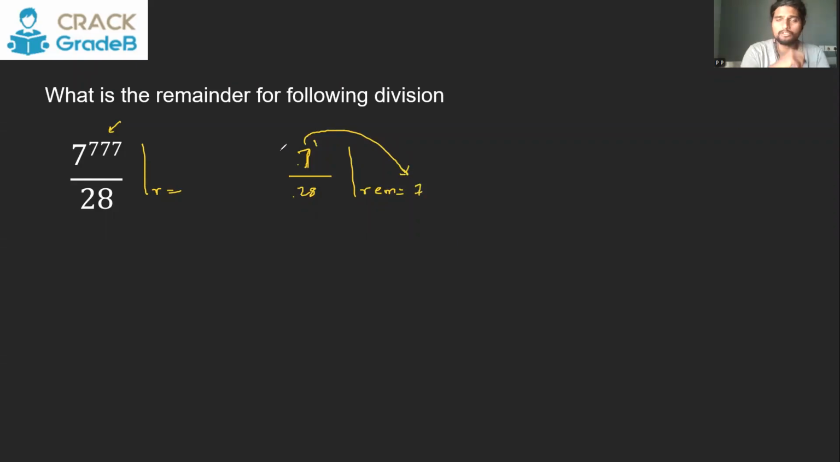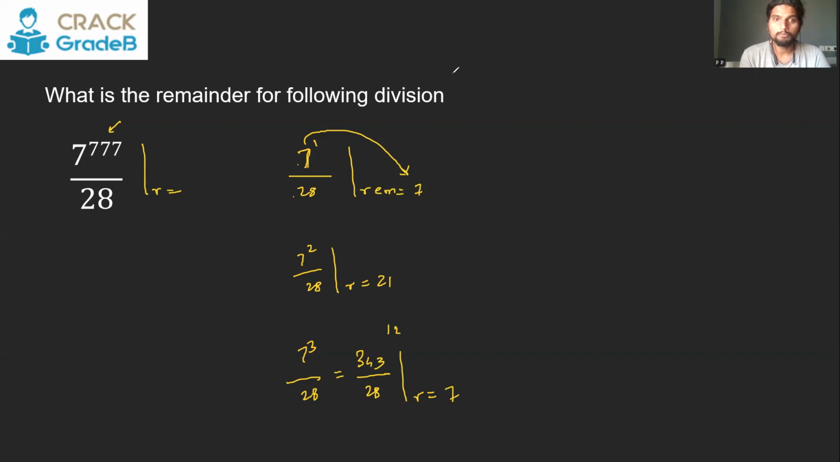Again, as we saw in the case of sticks, if there are only 7 sticks and I say make groups of 28 sticks each, you will say it's not possible, not even one group will be formed. So the quotient will be 0 and all 7 sticks will be considered as the remainder. If I say 7 raised to power 2 upon 28, what is the remainder? 7 raised to power 2 is 49. 49 upon 28, the remainder is going to be 21. 7 raised to power 3 upon 28. Now 7 raised to power 3 is 343. If you divide 343 by 28, 28 ones are 28, 28 twos are 56, and so on. The remainder is going to be 7.